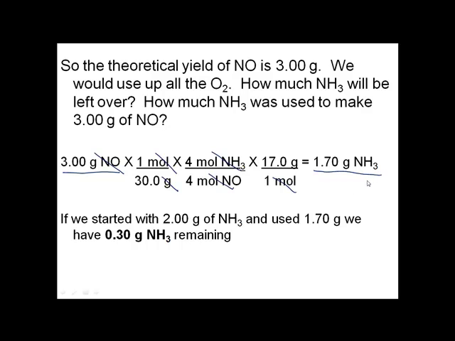So to make 3 grams of NO, that's our theoretical yield, we would need to use 1.7 grams of ammonia. All of our oxygen is used up. We have none of that left. So now we got to think about how much did we start with? 2 grams. We used up 1.7 grams. Subtract those 2. We get 0.3 grams of NH3 left over. That's as hard as the problems get, is how much is left over.